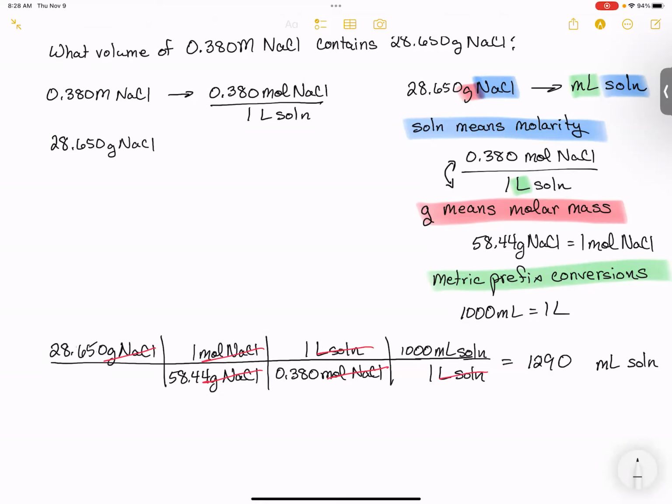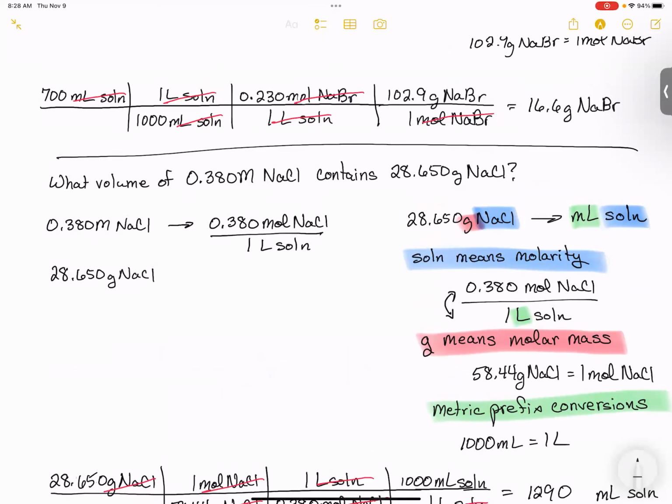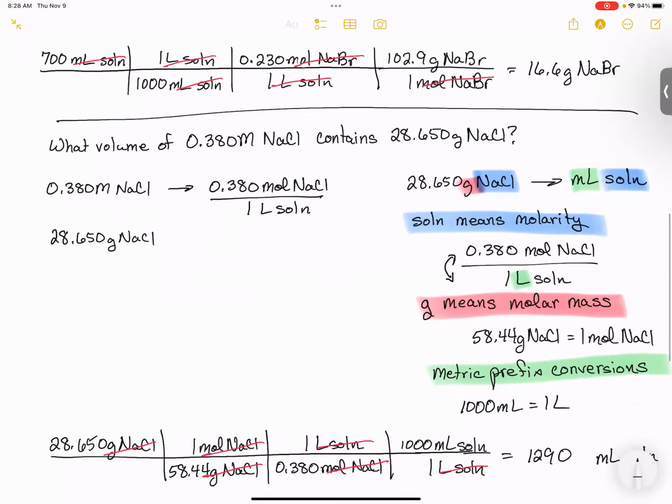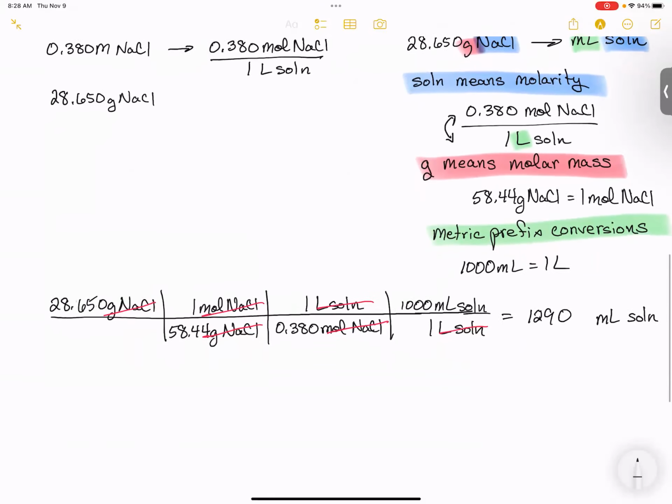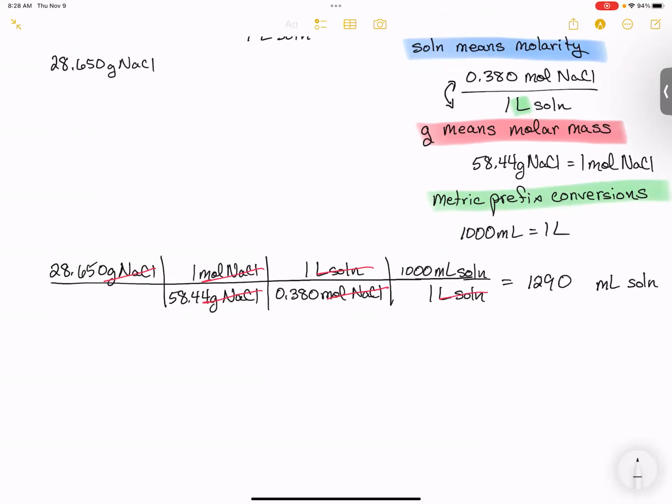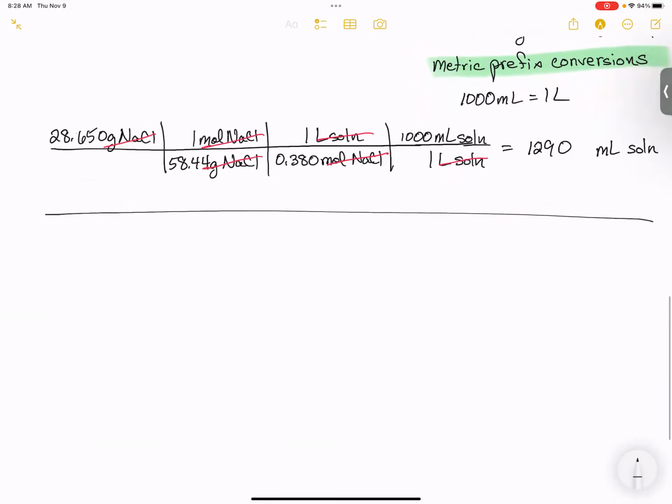What was the answer to the problem we did before this one? 16.6 grams. Any questions? Then let's put it into chemical reactions.